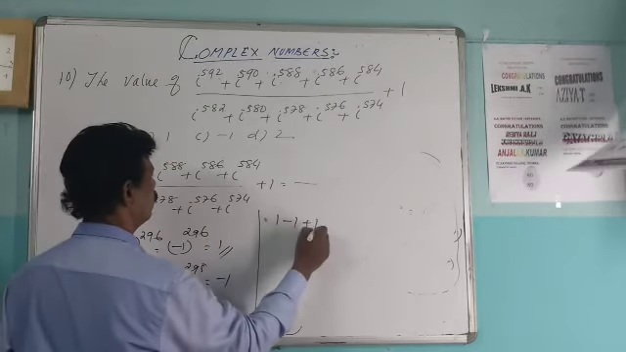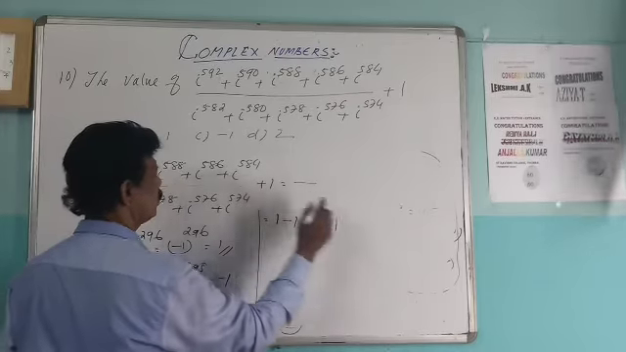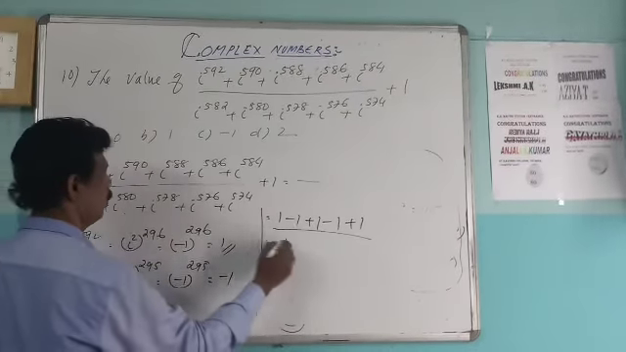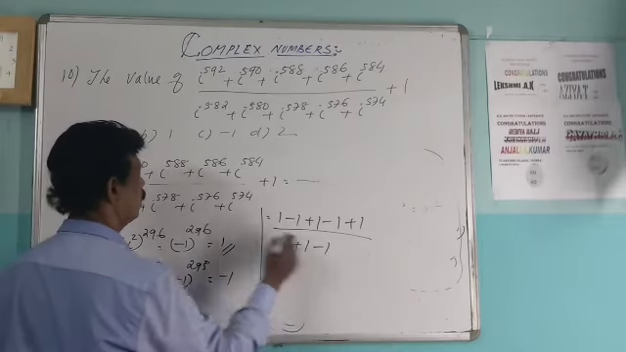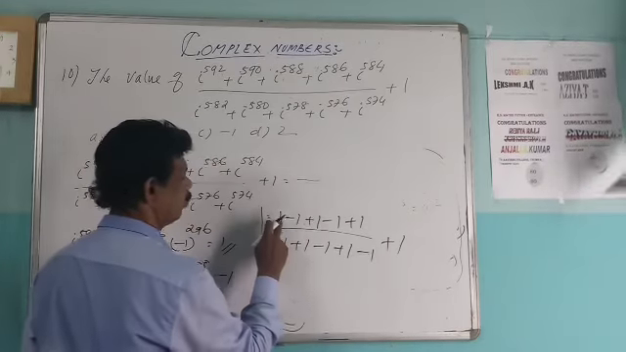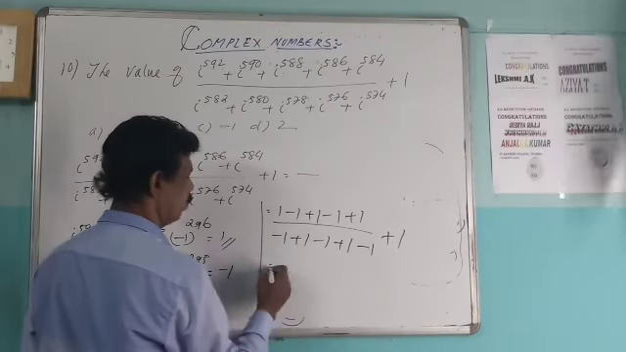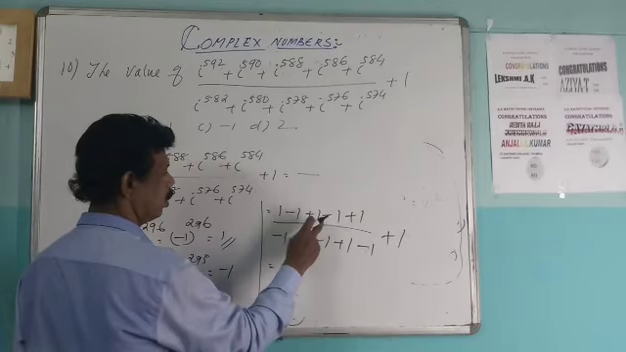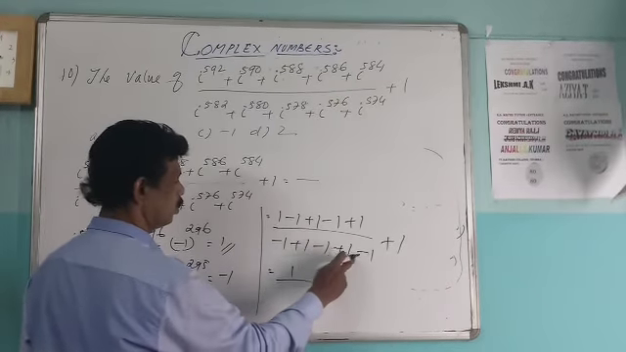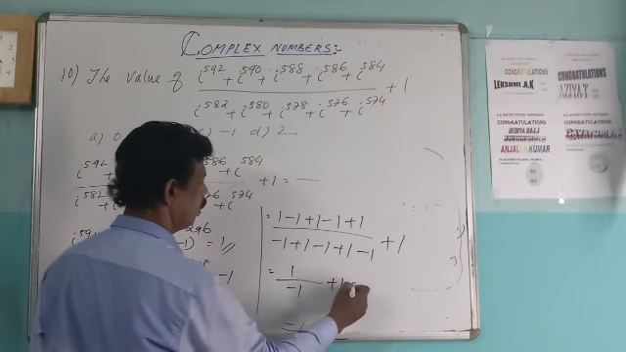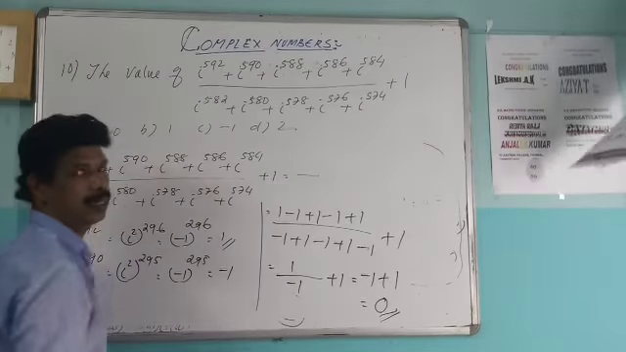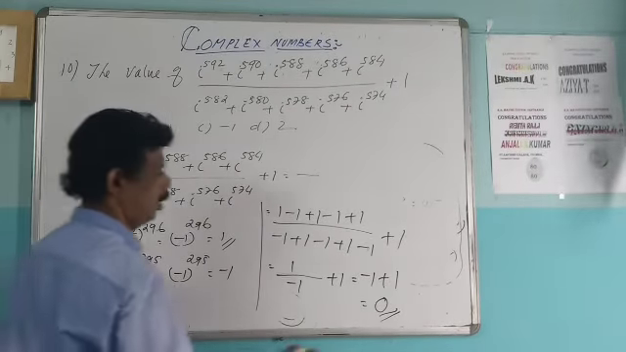This is even, plus 1. This is odd, minus 1. This is even, plus 1. This is odd, minus 1. Divided by, this is odd, minus 1. This is even, plus 1. This is odd, minus 1. This is even, plus 1. This is odd, minus 1, plus 1. Okay. 1 minus 1, 0. 1 minus 1, 0. The numerator is minus 1. 1 minus 1, 0. Then, minus 1 plus 1, 0. By minus 1 plus 1, equal to 0. We can say that this answer is equal to 0. So, option A.